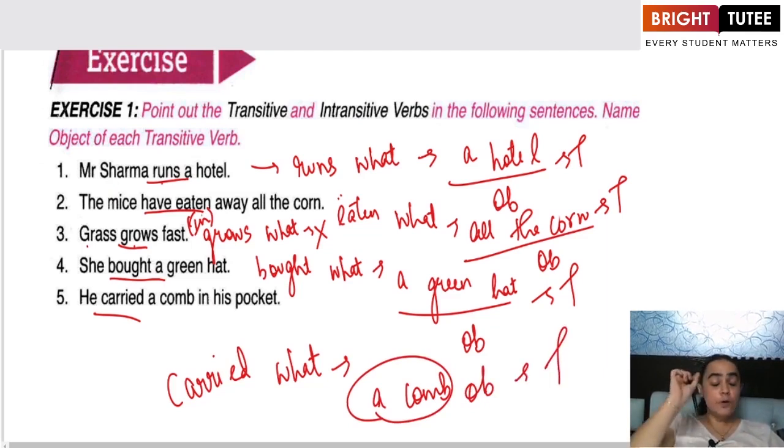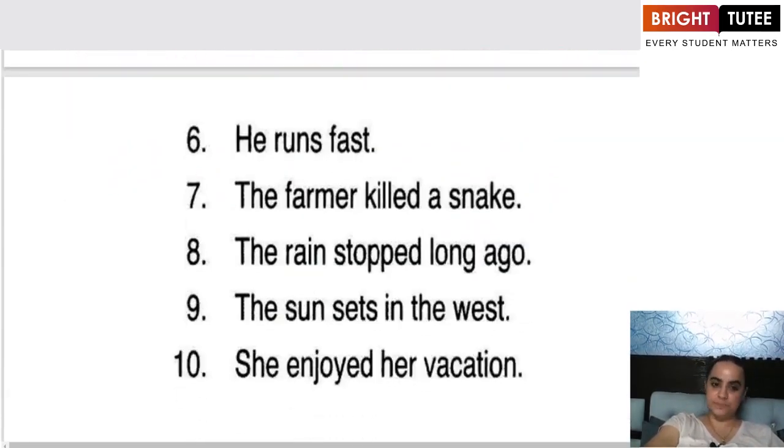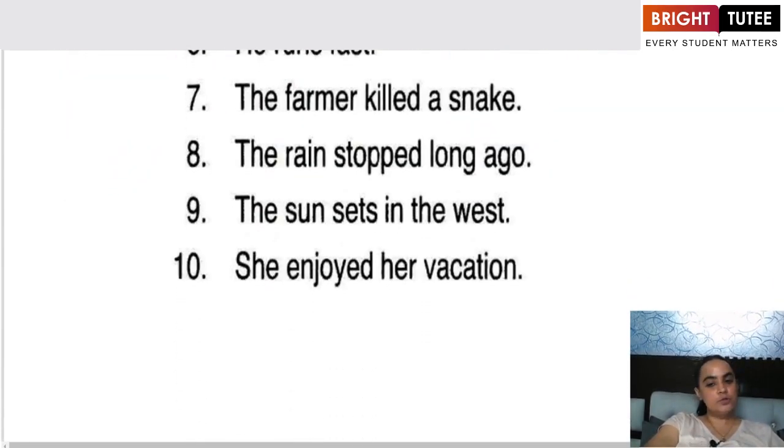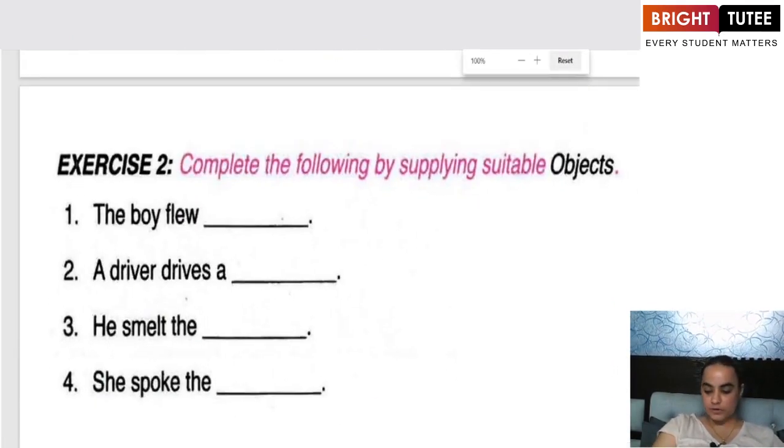So you see, if you are going to ask the questions for your verb, this is the easiest way to identify the transitive and the intransitive verbs. Similarly, you are going to do the rest of the sentences. The next question is, complete the following sentences by supplying suitable objects. So you simply have to write the suitable objects. Again, 15 sentences. We'll do the first 7 or 8.